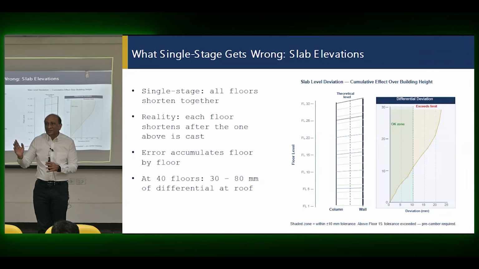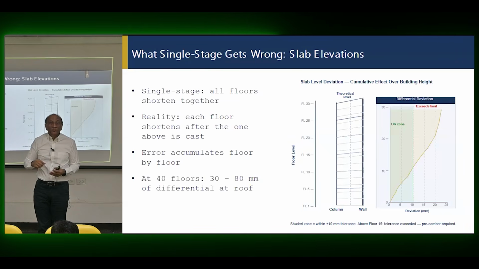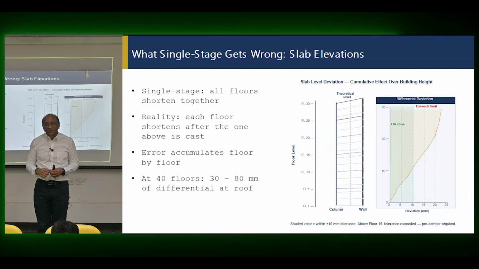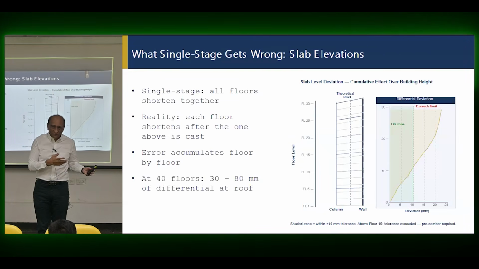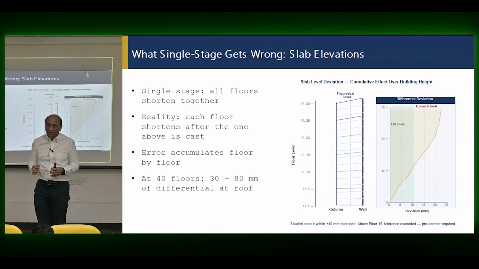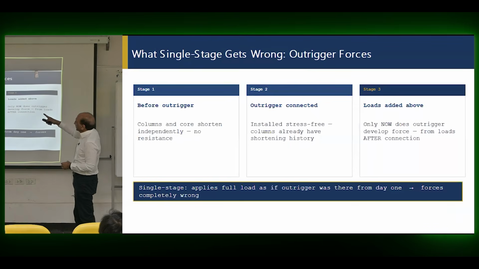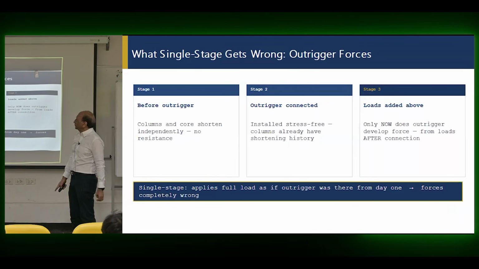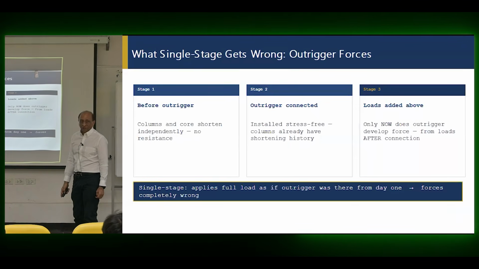So the correction, that is the level correction that the people at the site have to make, and that level correction has to go back to the analysis to be included. So these camber adjustments for all kinds of things are very, very important in tall building construction, and they need to be calculated correctly. A single-stage analysis gets it wrong, especially the outrigger forces, completely wrong.